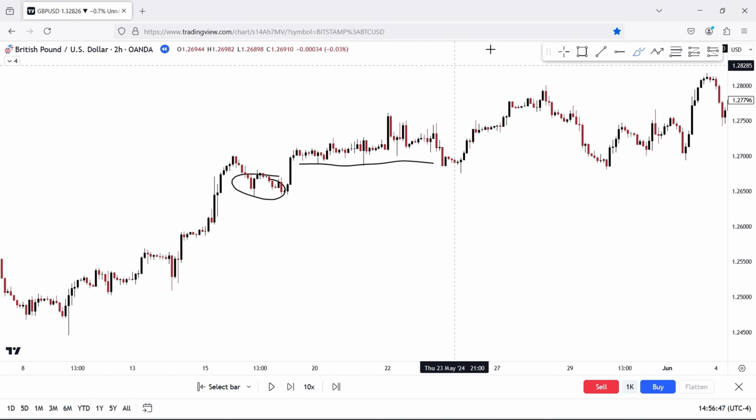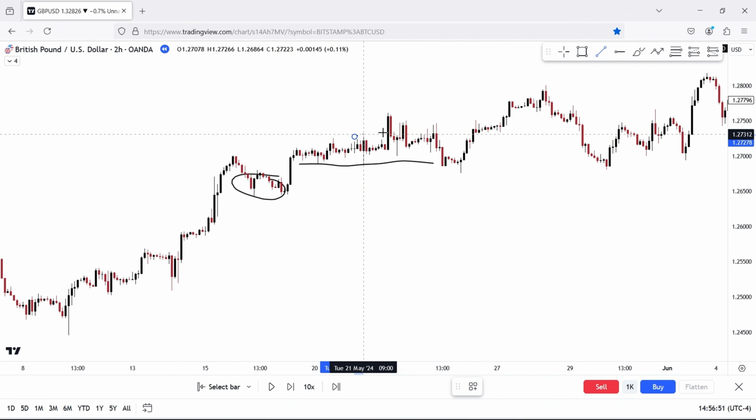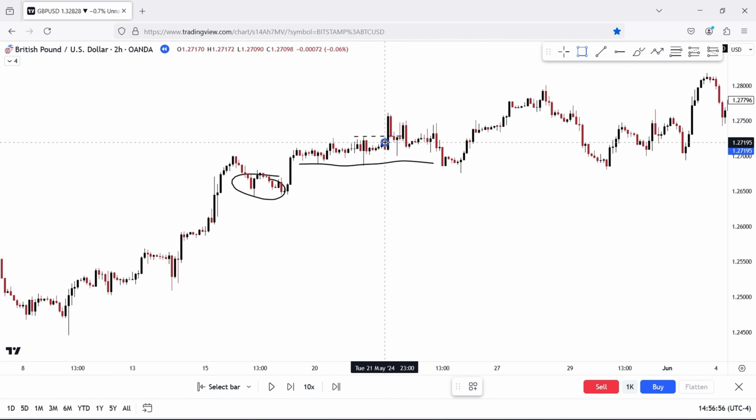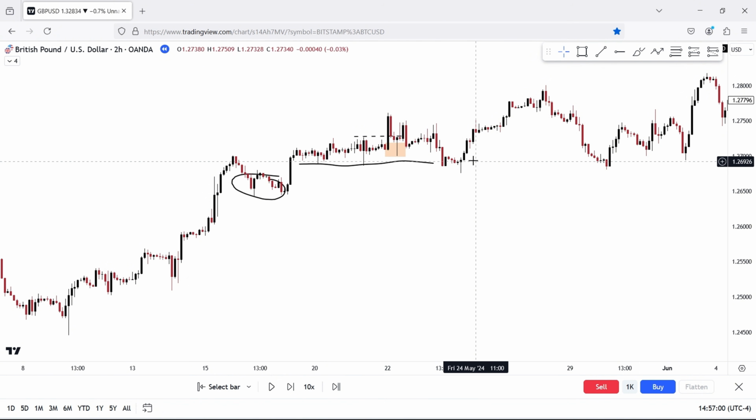And why did they take the secondhand entry? Because first they had a break of structure to the upside. Once they had that break of structure, they took the retracement right here. This was the trap. A lot of smart money traders bought into here just for price to do what?